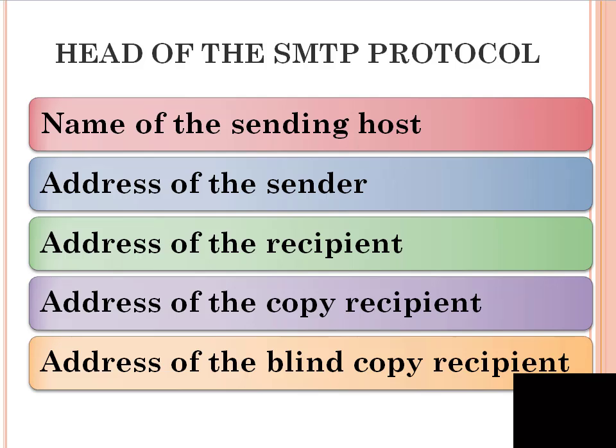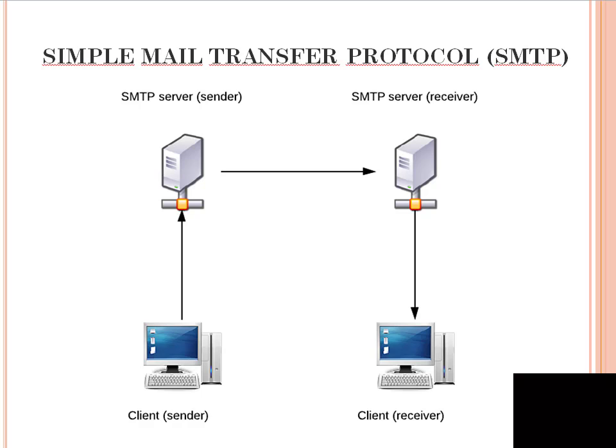So, about the head of the SMTP protocol. It includes name of the sending host, address of the sender, address of the recipient, address of the copy recipient, address of the blind copy recipient. So, simple mail transfer protocol. Usually the receiver or recipient has much information, and you can see in this picture that the information at first is sent from client to server. So finally the client received the information.